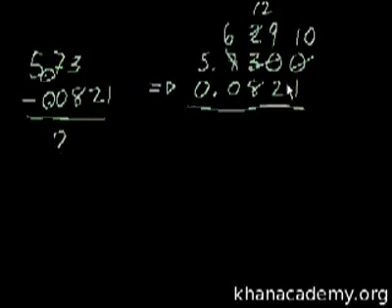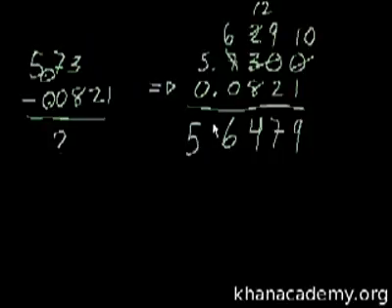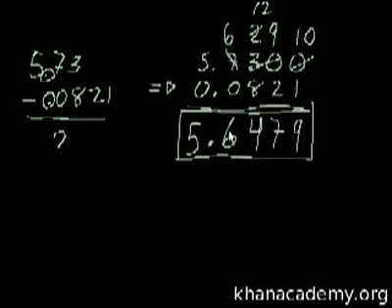And this is the easy part. 10 minus 1 is 9. 9 minus 2 is 7. 12 minus 8 is 4. 6 minus 0 is 6. 5 minus 0 is 5. And we just bring down the decimal point. So there's our answer: 5.73 minus 0.0821 is equal to 5.6479. There you go. I probably confused you, so let's do some more problems.